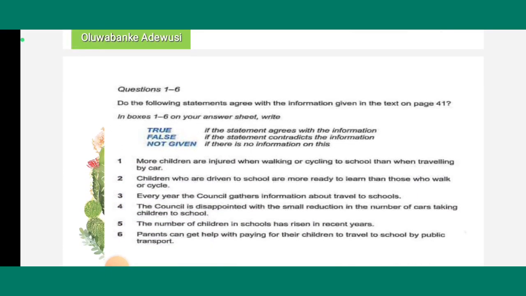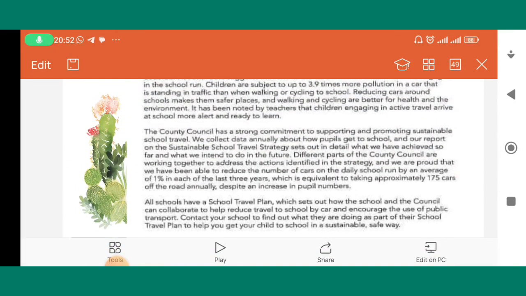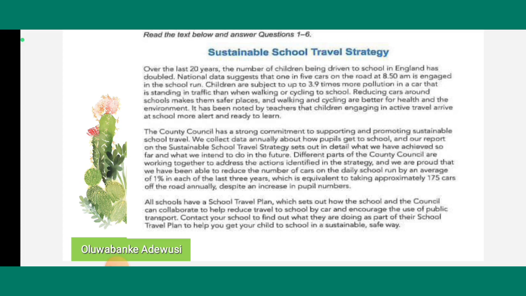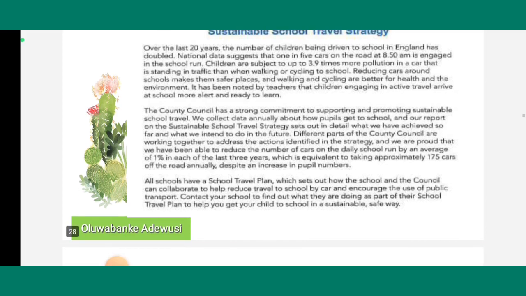Question 3. Every year, the council gathers information about travel to schools. So let's scroll up and try to find the focus sentence. Jot it down on your sheet of paper. Once you have jotted it down, you can now make your comparisons. Once your time is up, I'm going to scroll to the next question.